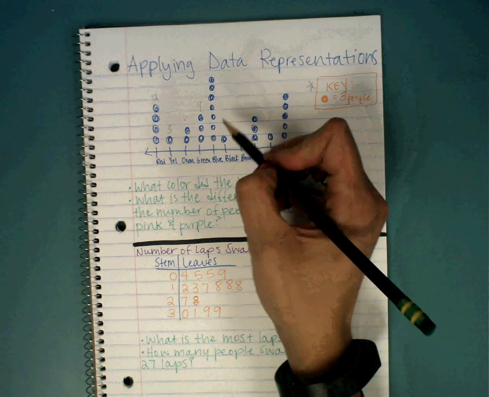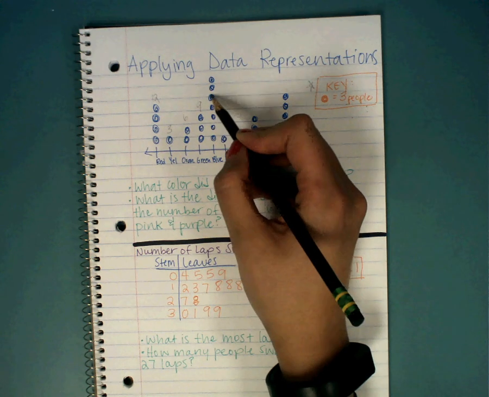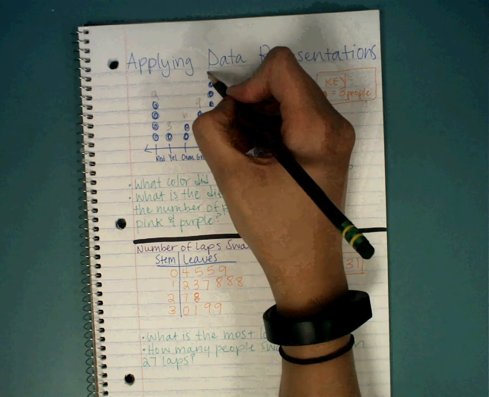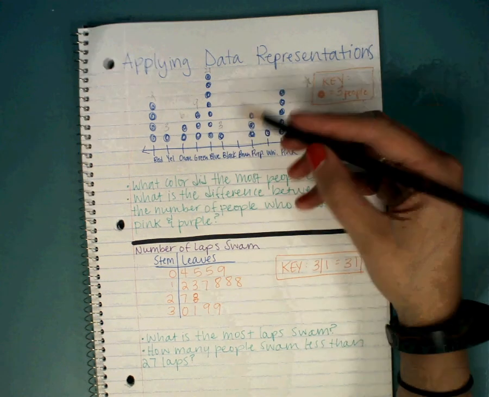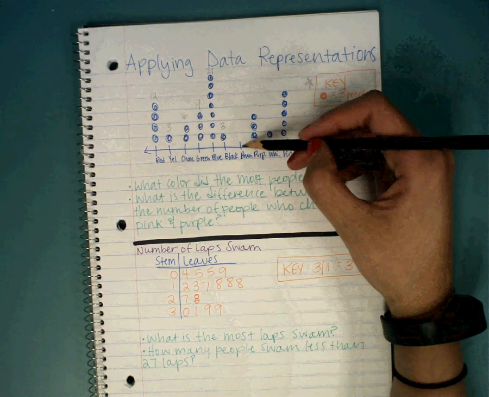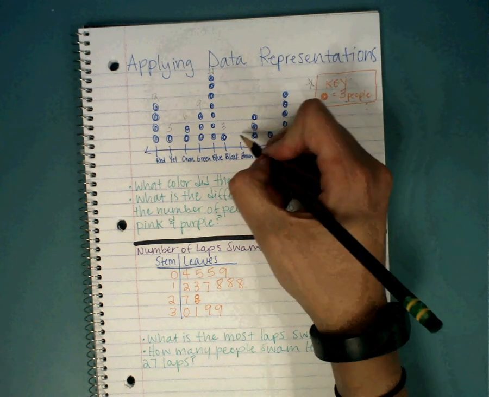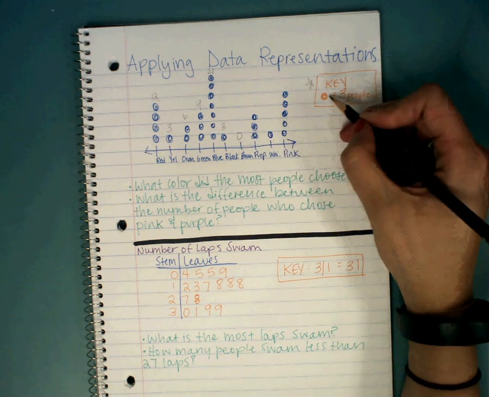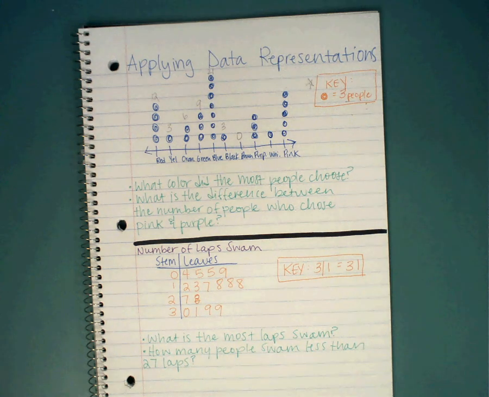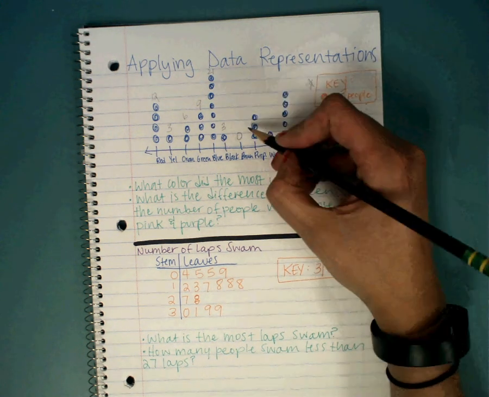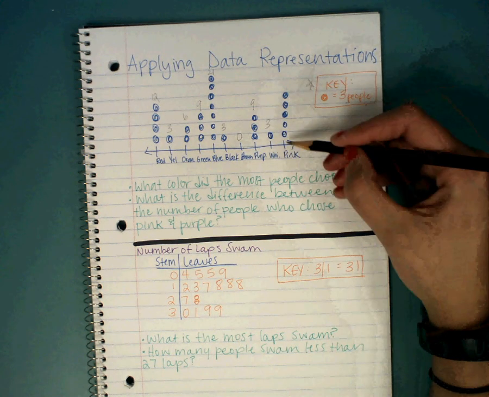All right, let's count blue. 3, 6, 9, 12, 15, 18, 21. Ooh, blue is a popular color. All right, how many people liked black? 3. This is important. How many people liked brown? How do I figure that out? Well, if there's nothing there, I'm going to put 0. Because if one dot equals 3 people and there are no dots, that means there are no people. Okay? How many people liked purple? 3, 6, 9. White is 3. Pink is 3, 6, 9, 12, 15.